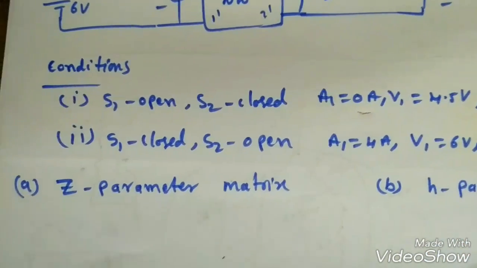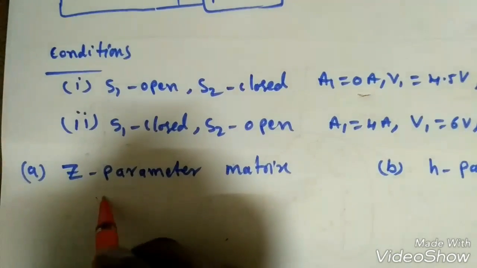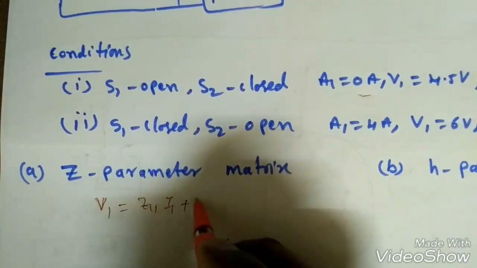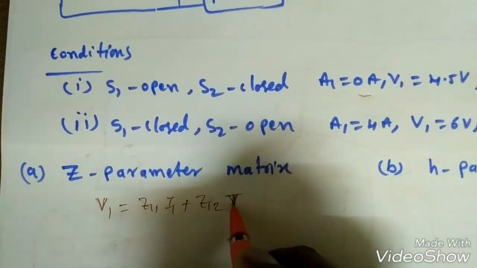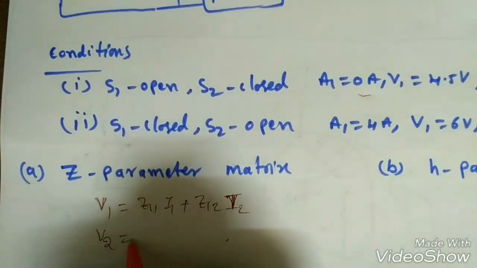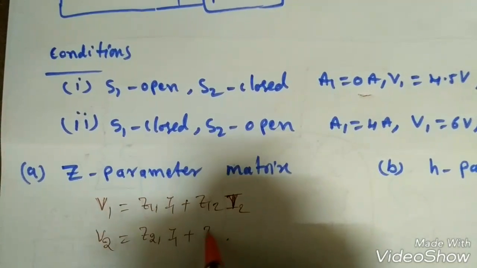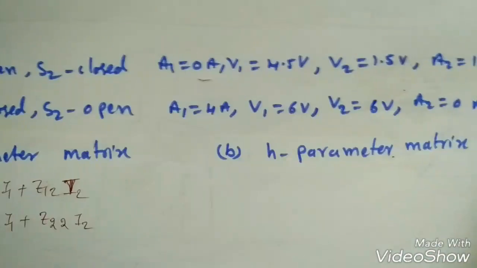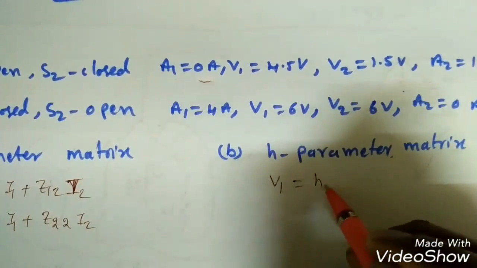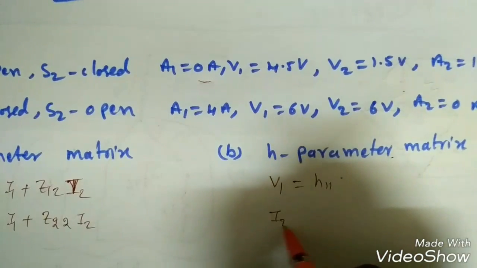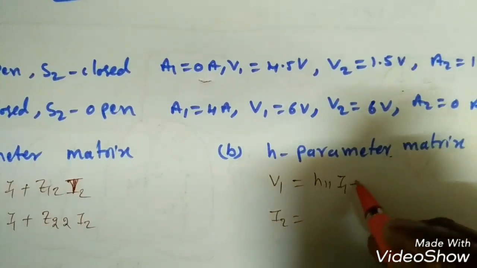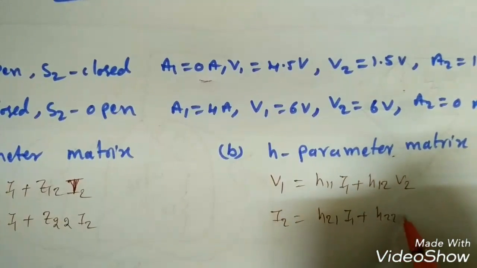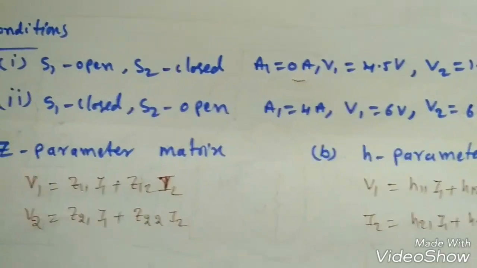Before solving this question, first we need to write the equations. Always remember, V1 is equal to Z11 I1 plus Z12 I2, right? Similarly, V2 is equal to Z21 I1 plus Z22 I2. Once we know this, we can easily solve. Similarly, for H parameters, V1 is H11 I1 plus H12 V2, and I2 is H21 I1 plus H22 V2. Then we can solve easily.